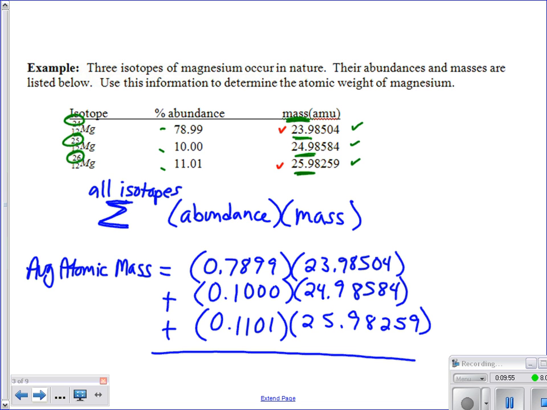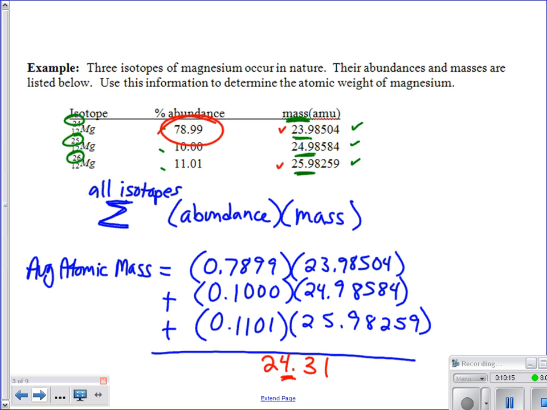So when you go through this, you get 24.31, which looks reasonable. I also look at my percent abundance and I see I have a whole lot more of my magnesium 24, so I would expect it to be closer to that value than the 26.